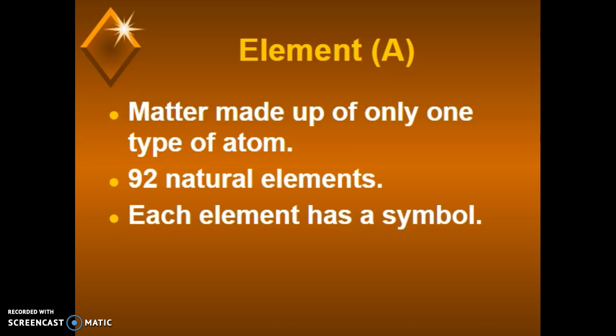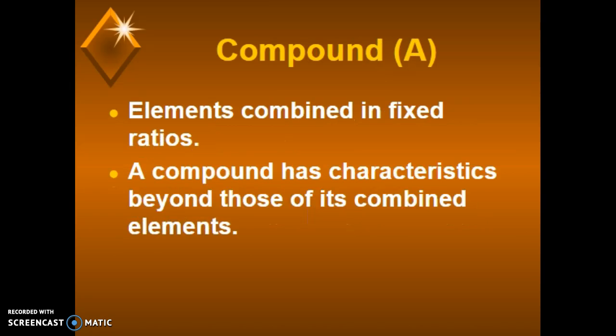If we combine elements, remember our organization structure, we combine our atoms and we form compounds. So now we've got multiple elements in fixed ratios. Those compounds, again, have characteristics beyond those of the combined elements. It's the idea of emergence, that when you combine things, the whole is more than the sum of the parts. So those ratios are important. Something that has one ratio of oxygen to hydrogen is going to have a different set of characteristics than something that has another ratio. And we'll talk more about that as we go.